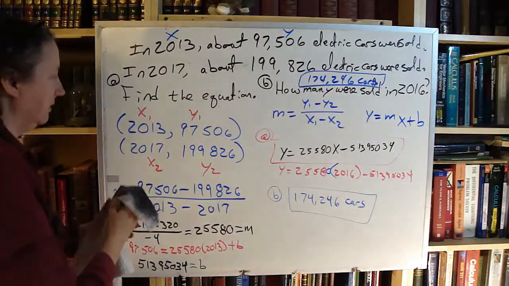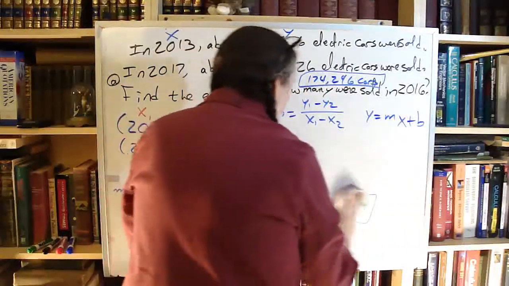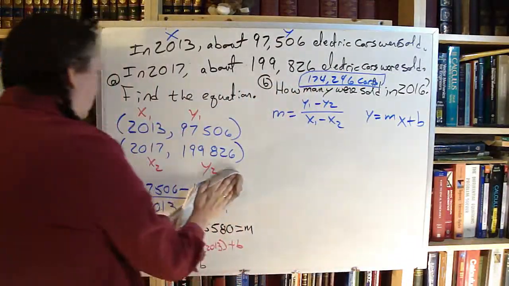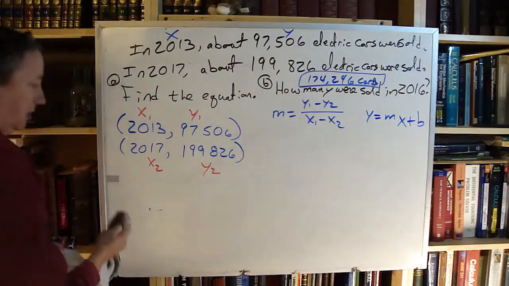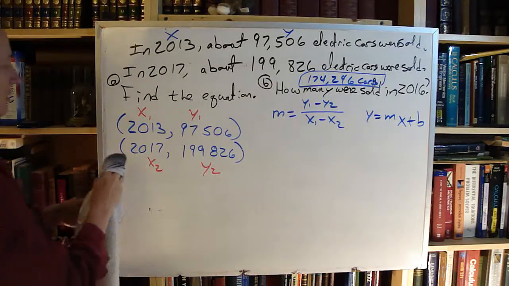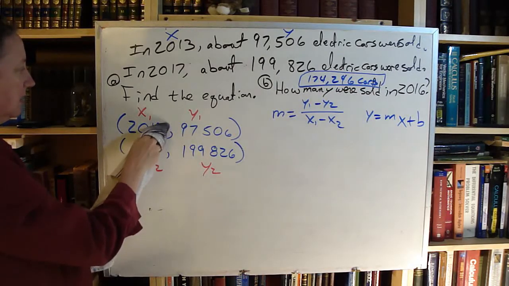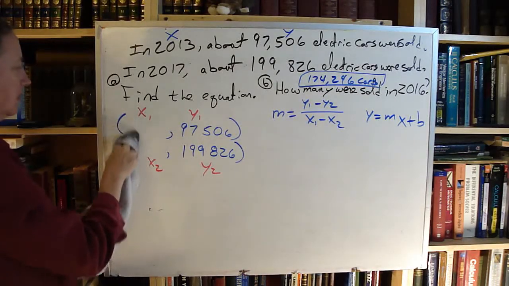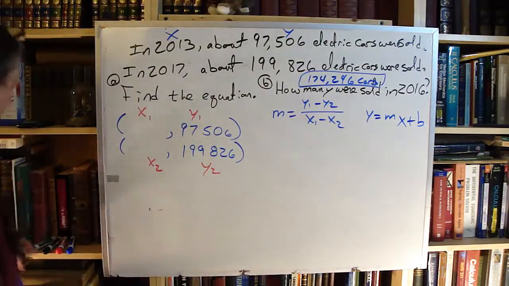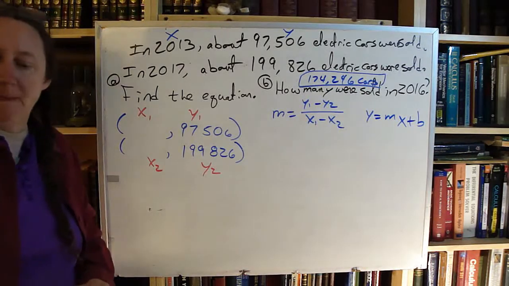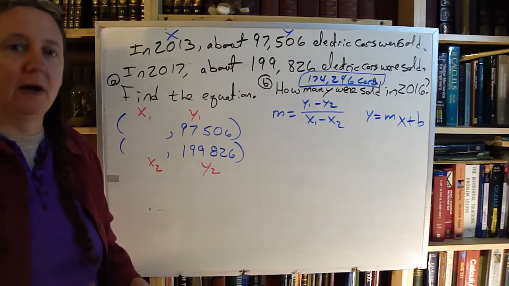Let me make space. Let's get rid of this. Get rid of this. And I am going to change my x values here. And I'm going to throw in a little note here. I'm going to make the x's the number of years after 2013.